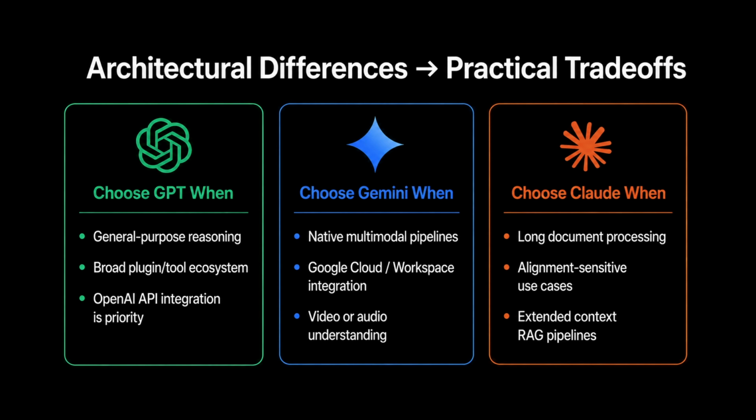If you are building something that needs broad general-purpose reasoning and want the deepest ecosystem of tools and integrations, GPT is still a default choice for a reason. If you are building pipelines that involve images, videos, or audio at scale, Gemini's native multimodal training is a genuine architectural advantage, not just a marketing claim. And if you're building something that processes long documents like legal contracts, code bases, research papers, or if alignment and predictable behavior is a hard requirement for your use case, Claude's design choices directly address that. So these aren't just options, they are downstream consequences of the architectural decisions we just walked through.